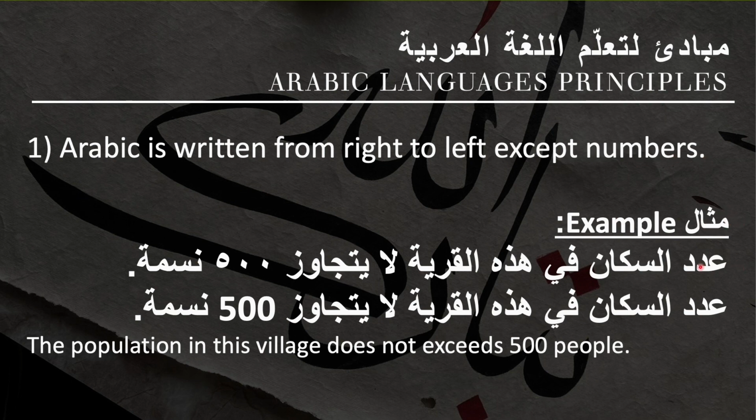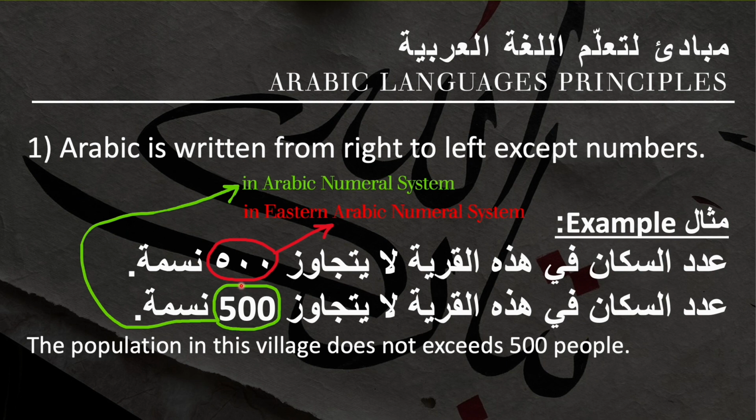Example: I'm gonna start reading from here because Arabic is from right to left, except for the numbers, which are written from left to right. So, عدد السكان في هذه القرية لا يتجاوز 500 نسمة. Again, عدد السكان في هذه القرية لا يتجاوز 500 نسمة. Meaning, the population in this village does not exceed 500 people. Just for your information, these sentences are exactly the same, just the first sentence used the numbers in the Eastern Arabic numeral system, the second one in the Arabic numeral system.